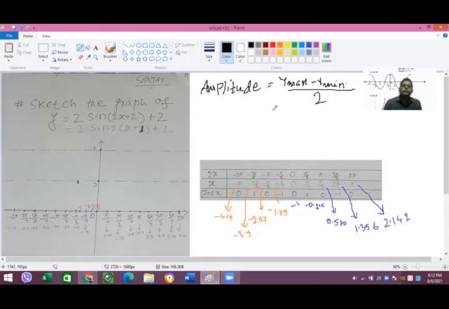All right. So you can see that here the amplitude given is 2. So 2 equals y maximum minus y minimum, and then divided by 2, and then you will have one equation like y maximum minus y minimum. If you transpose the 2 to the left side and write it towards the right side, then it will be 2 times 2, which is 4.